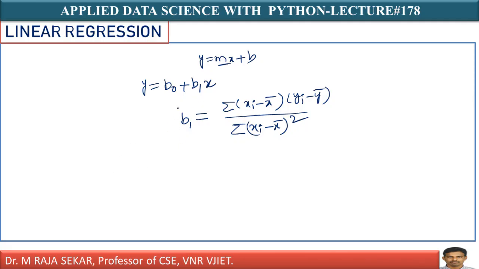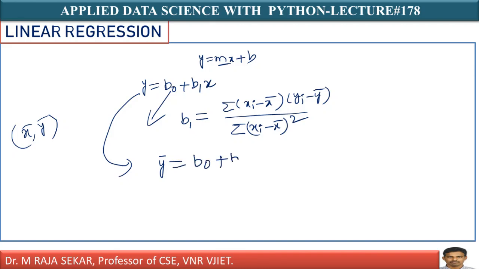Y-intercept. Now, what is b0? b0 is the y-intercept. Therefore, for the estimated regression equation, how can I write it? This line passes through the point (x̄, ȳ). That I already proved, isn't it? Therefore, ȳ equals b0 plus b1 into x̄. Therefore, how will I get b0? My b0, that is the y-intercept, equals ȳ minus b1 into x̄.